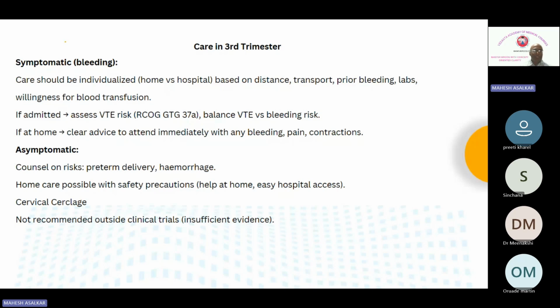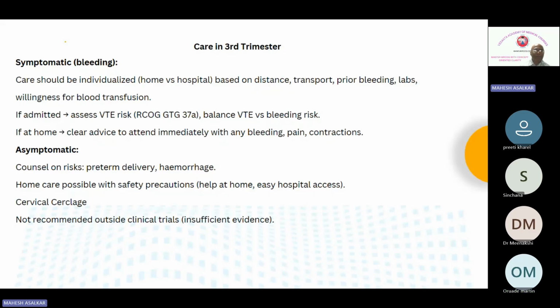If the patient is admitted, all admitted patients need to undergo VTE risk assessment. Okay, venous thromboembolism risk. This is also one of the important guidelines. At least 8 to 10 questions will be there on this particular guideline. We will have a separate session on this. So if the patient is admitted, assess for VTE risk.